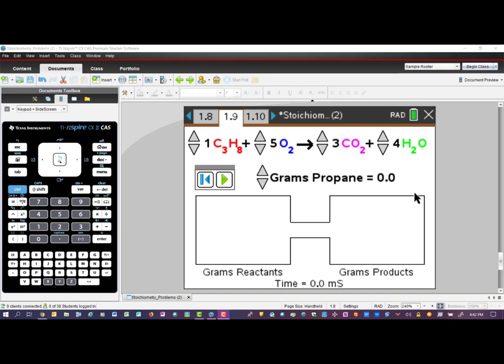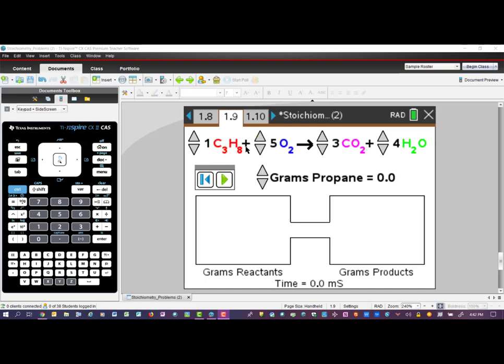Okay, last but not least, we've got one last problem here. In this particular one, I've already balanced your equation. We're going to have the combustion of propane, which is C3H8. So you've got propane reacting with oxygen to give us, once again, carbon dioxide and water as your products. Before, we've been going from moles to grams or moles to moles. Now we're going to go from grams of one of our reactants to grams of one of our products.